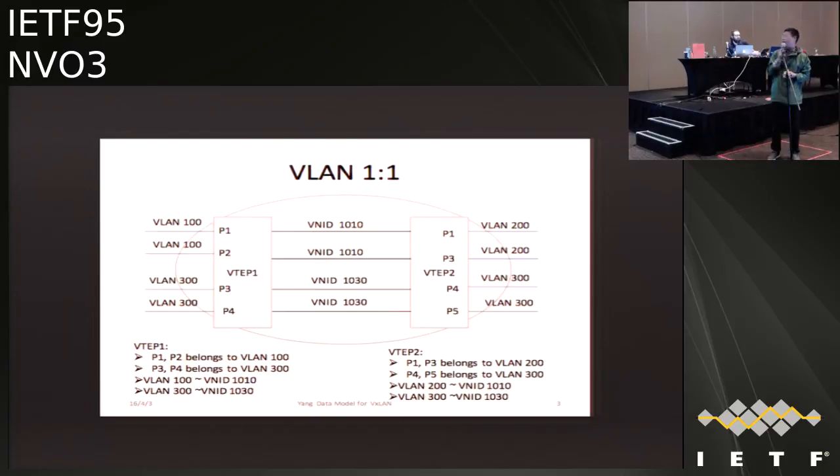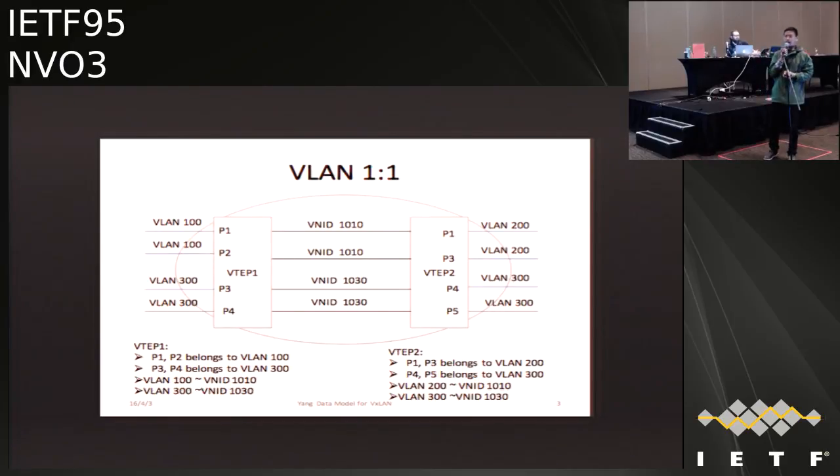So here is the VLAN 1 to 1. We have 2 VTEPs, VTEP 1 and VTEP 2. We also have VNID 1010 and VNID 1030. For VTEP 1, we have VLAN 100 and VLAN 300. Port 1 and port 2 belong to VLAN 100. And for VTEP 2, we also have VLAN 200 and VLAN 300. Port 1 and port 3 belong to VLAN 200. Port 4 and port 5 belong to VLAN 300.